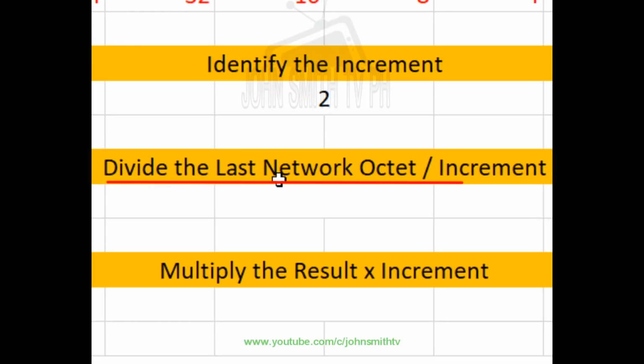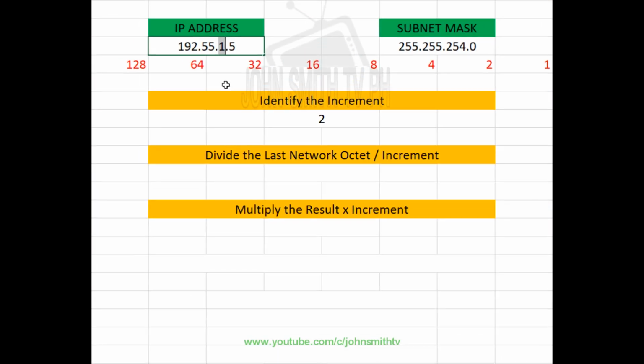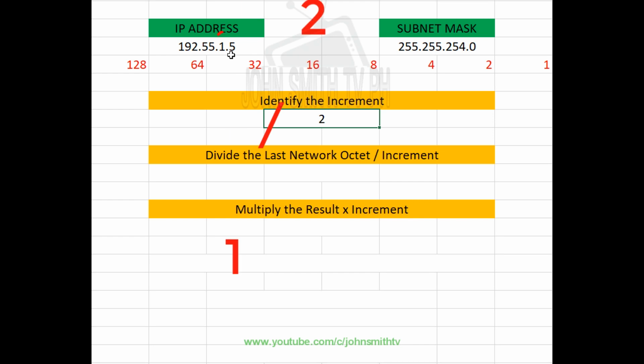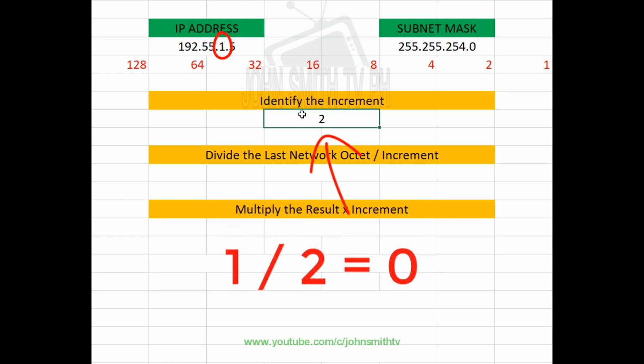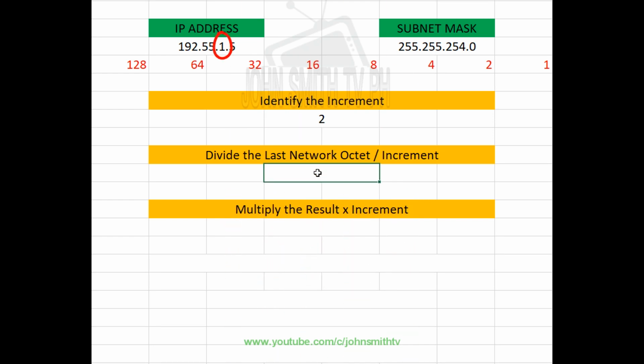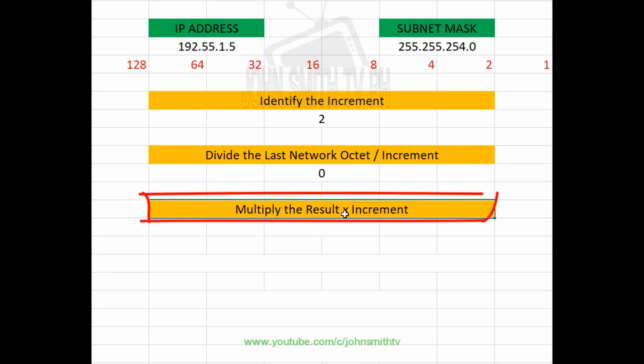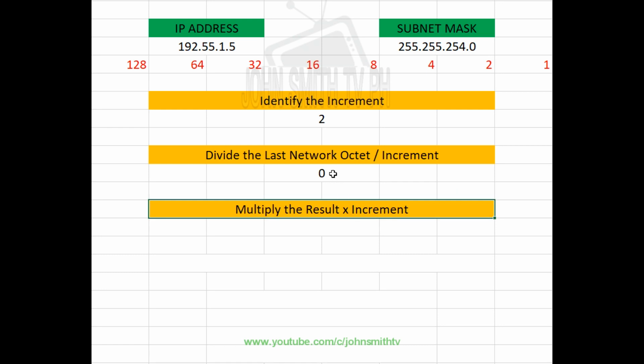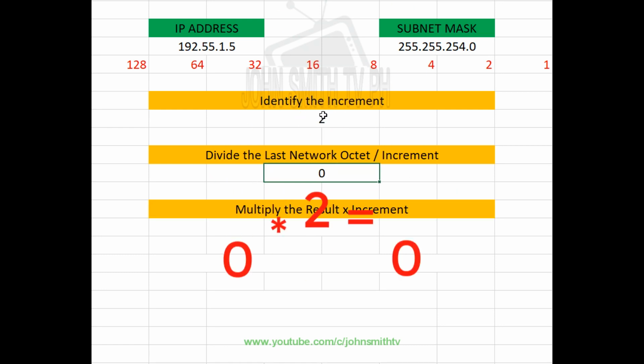Now, divide the last network octet. Alin yan dun? Yan ay yung number 1. Ito. So, i-divide mo daw yung 1 sa increment. Ano ba yung increment natin? 2. So, 1 divided by 2 is 0. So, ang sagot dyan ay 0. Ang next step natin is to multiply the result to the increment. Ang result natin ay 0. Multiply by 2. So, 0 times 2 is still 0. So, ano nang susunod? Actually, nakuha na natin yung network ID natin.